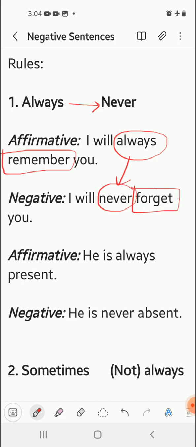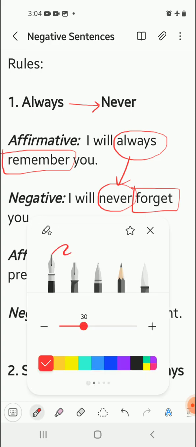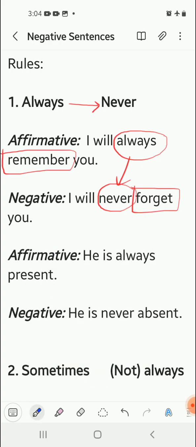So it is that simple and no other changes will be made. I will remains the same for both sentences. You can see I will is the same for both sentences. You is the same for both sentences. Only always becomes never and the opposite of remember is being used. So only these two changes are made.